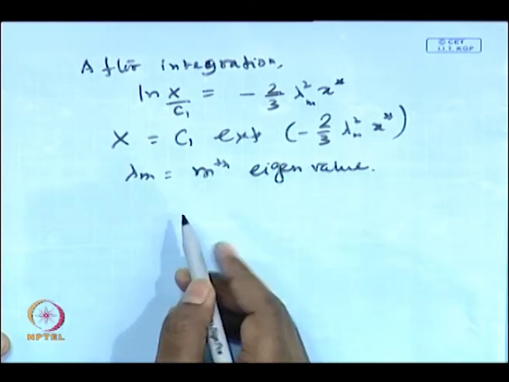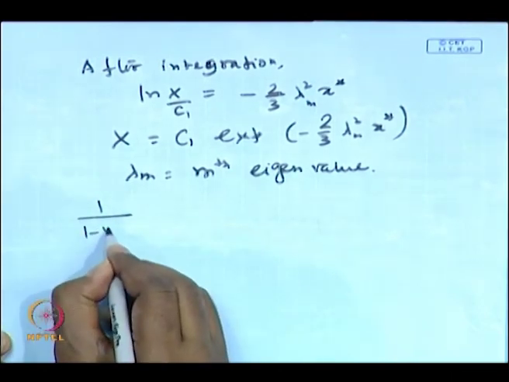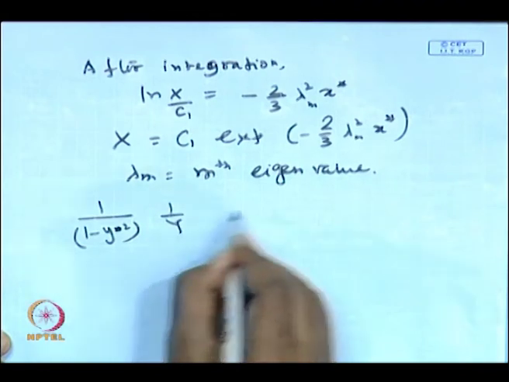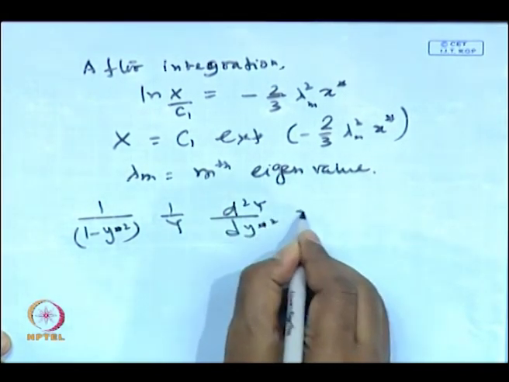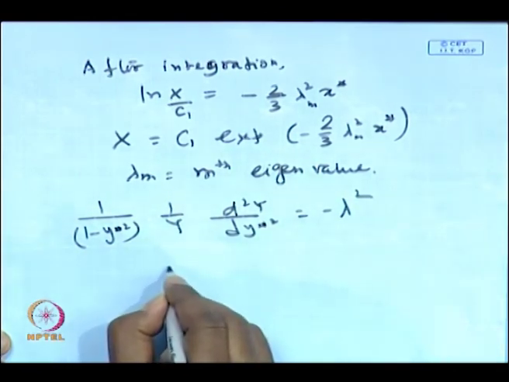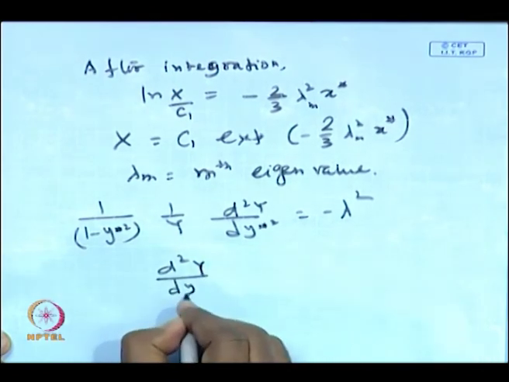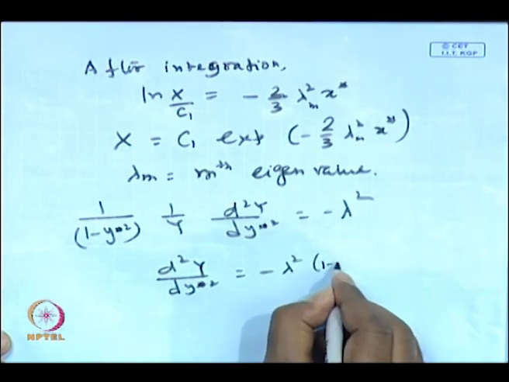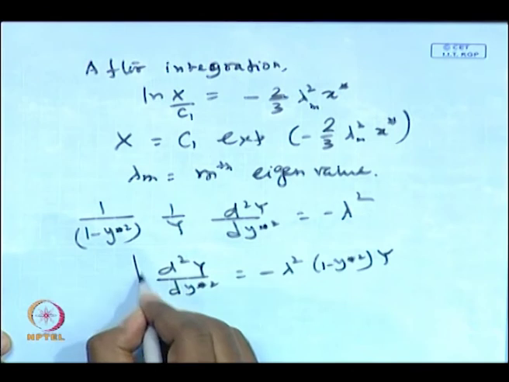Now, once you do that, you will be able to solve the y varying part. The y varying part will be 1 over 1 minus y star square, 1 over y, d square y d y star square is equal to minus lambda square. So this becomes d square y d y star square is equal to minus lambda square times 1 minus y star square times y. Okay.